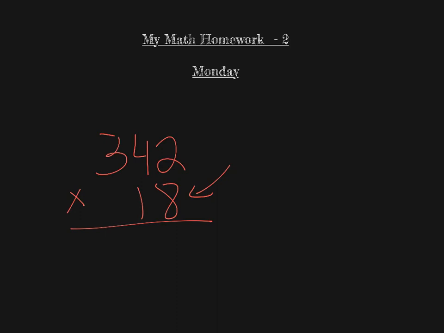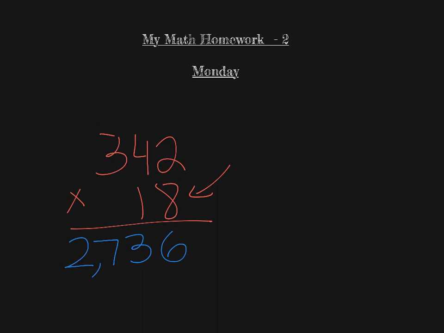8 times 2 is 16, we carry our 1. 8 times 4 is 32, add 1 is 33, carry the 3. 8 times 3 is 24, add 3 is 27. So far, our first partial product is 2,736. Let's go ahead and erase this portion now.